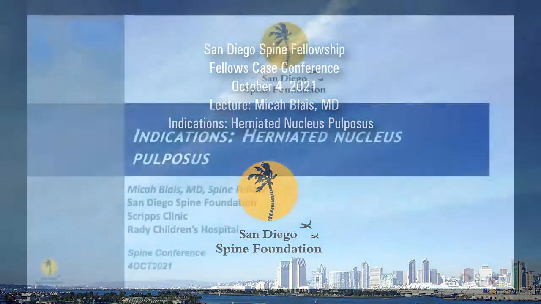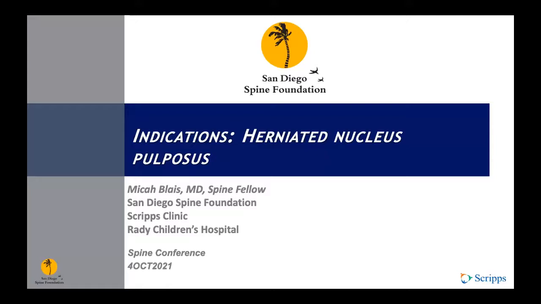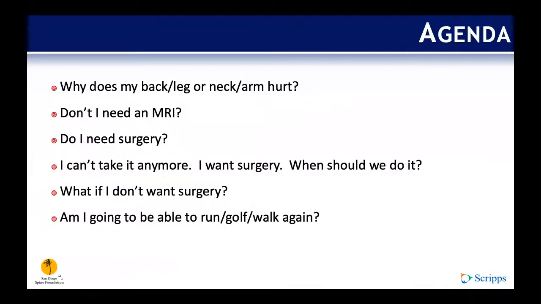So I'm going to be giving a talk. The topic I was given was indications for herniated nucleus pulposus. Pretty broad, and I have 20 minutes. And so I thought about this from the standpoint of some of the patient interactions I've had at this point and some of the questions I've had, and tried to come up with some of the common issues or questions that I've seen to this point in an attempt to narrow it down.